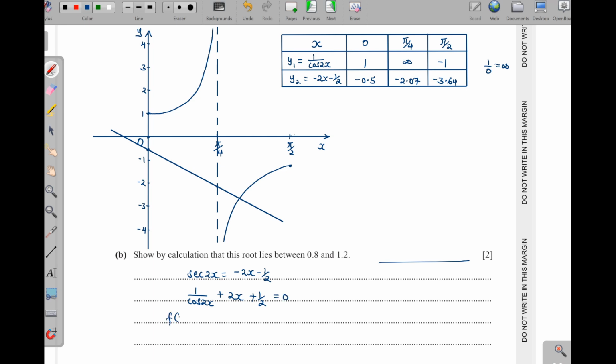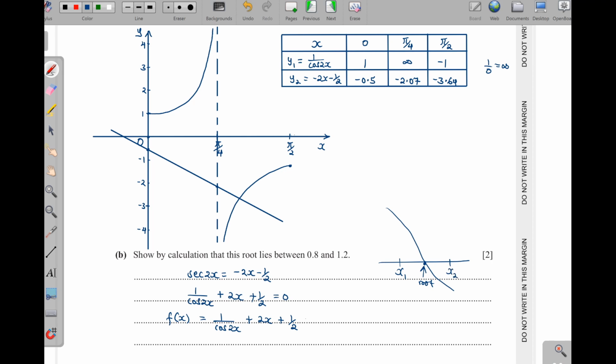That means the function in x is 1 over cos 2x, plus 2x, plus a half. Now, when this function is 0, the value of x we put into this function to give us 0 is what we call the root. Suppose the root is here. If the root is there, we can have an x-coordinate on the left of the root and also an x-coordinate on the right of the root.